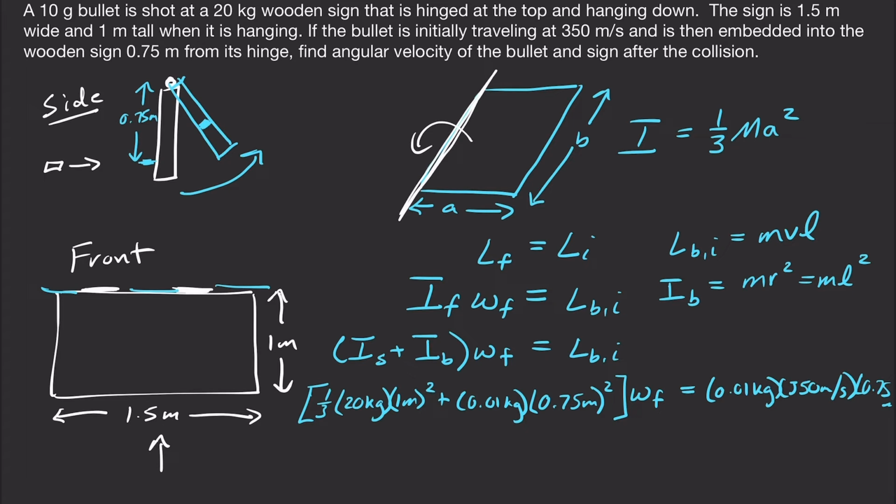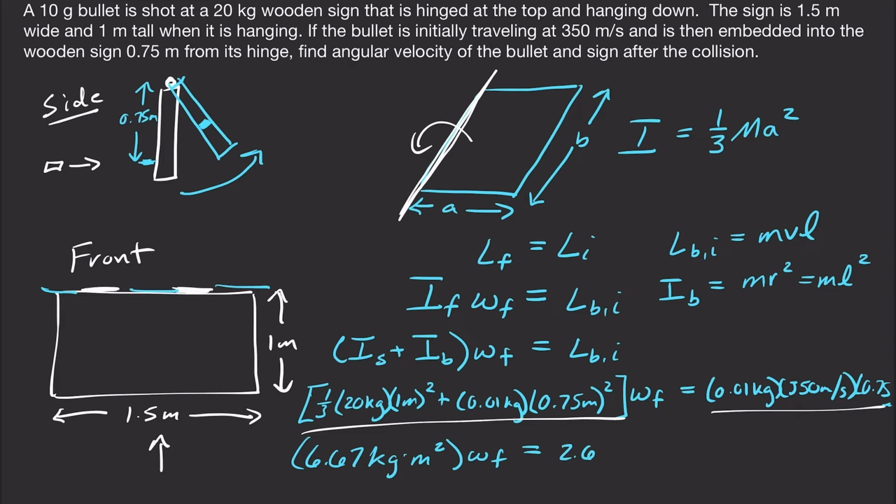And if I go ahead and solve for these numbers, I get 6.67 kilograms meter squared times omega F. And the number on the right is 2.625, and that'll be kilogram meter squared per second. And then if I divide both sides by 6.67 kilogram meter squared, the kilograms and meter squared will cancel, and I get 0.39 radians per second.